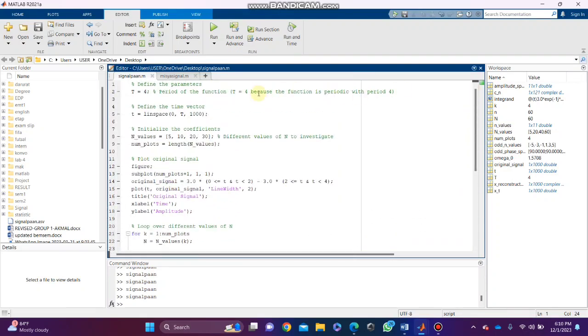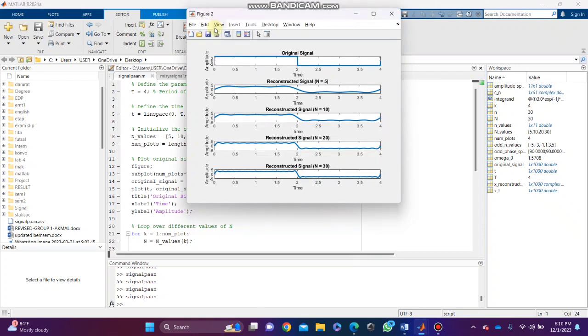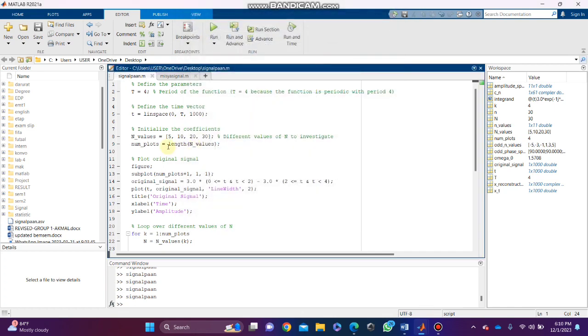So now I would like to run our coding. This is our signal when we run our coding. The original signal has 3 for the amplitude from 0 to 2 and negative 3 from 2 to 4. First of all, we chose n as 5, 10, 20, and 30, and it showed not too much difference. So we changed to 20, 40, and 60, and ran the coding again.